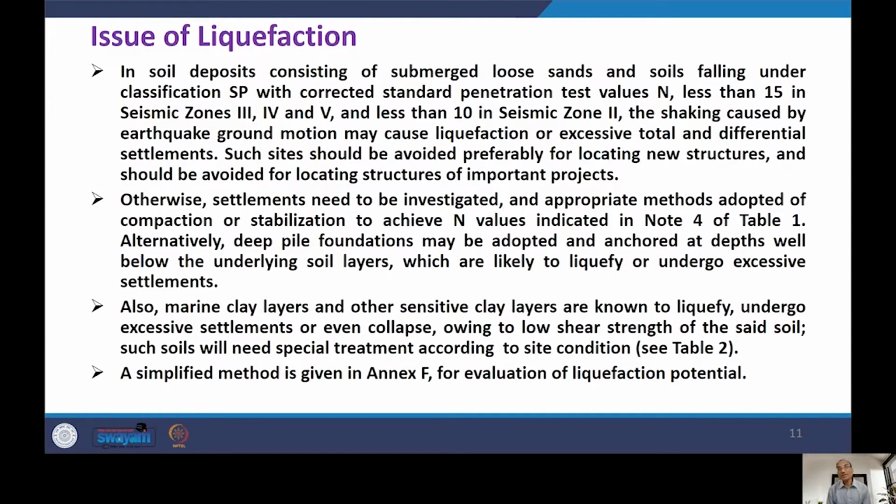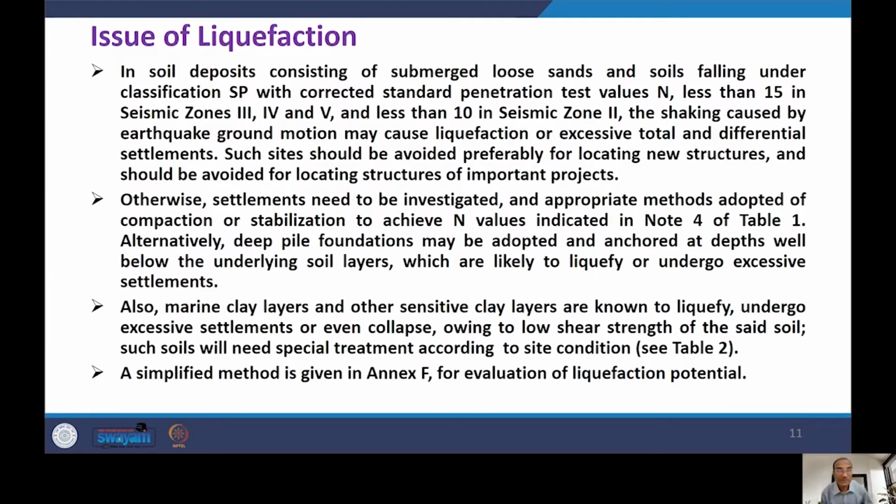If that is not possible, then settlements need to be investigated and appropriate methods of compaction or stabilization adopted to achieve the N values indicated in Note 4 of this document. Alternatively, a deep pile foundation may be adopted and anchored at depths well below the underlying soil layers, which are likely to liquefy or undergo excessive settlements.